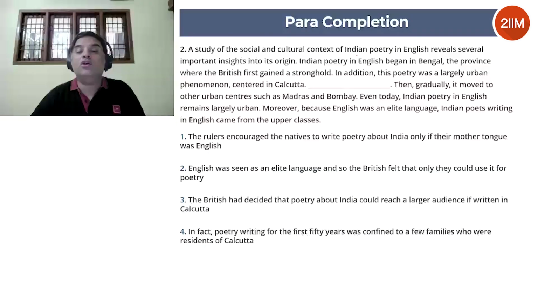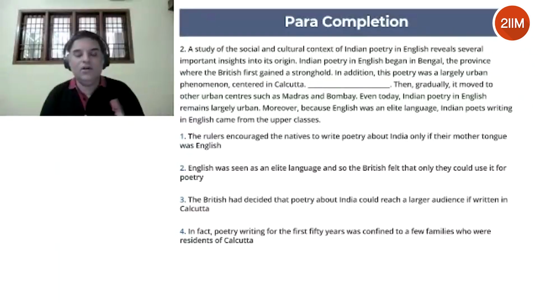A study of the social and cultural context of Indian poetry in English reveals several important insights into its origin. Indian poetry in English began in Bengal, the province where the British first gained a stronghold. In addition, this poetry was a largely urban phenomenon centered in Calcutta. So till now the paragraph has tried to figure out the origin of Indian poetry in English. Then it says it began in Bengal, and in addition, it says this poetry was a largely urban phenomenon in Bengal centered in Calcutta.